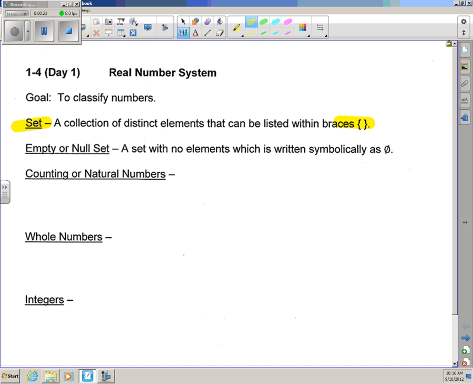If we talk about the empty set, sometimes you hear that as the null set. It means there's nothing a part of that set, there are no elements, and you can write it symbolically with a circle and a slash. When we deal with counting numbers, or sometimes they're called natural numbers, think about when you were a kid. The first number you really learned to count from when you counted on your fingers was 1. So counting numbers are the set of all numbers starting from 1 and going on into infinity. You notice how they're in braces.